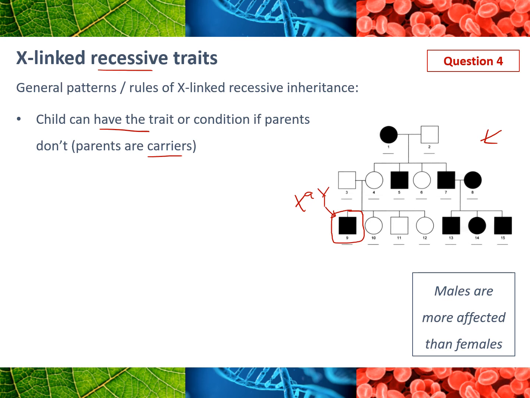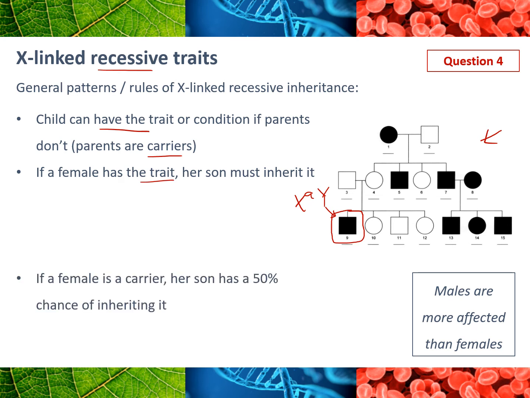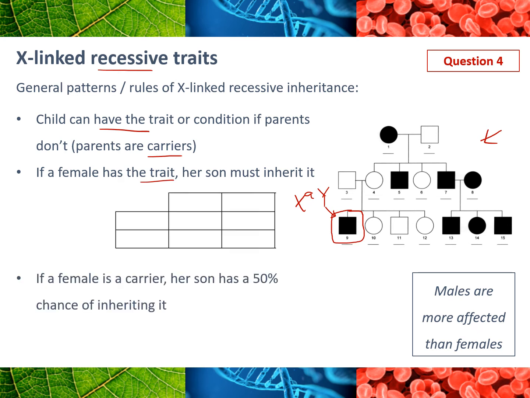Okay, so that is possible. With dominant, it's not possible for a child to have the condition if the parents don't. With recessive, it is. Another little rule here: if a female has a recessive X-linked trait, her son must inherit it. So we'll go through that one. Let's look at an example.